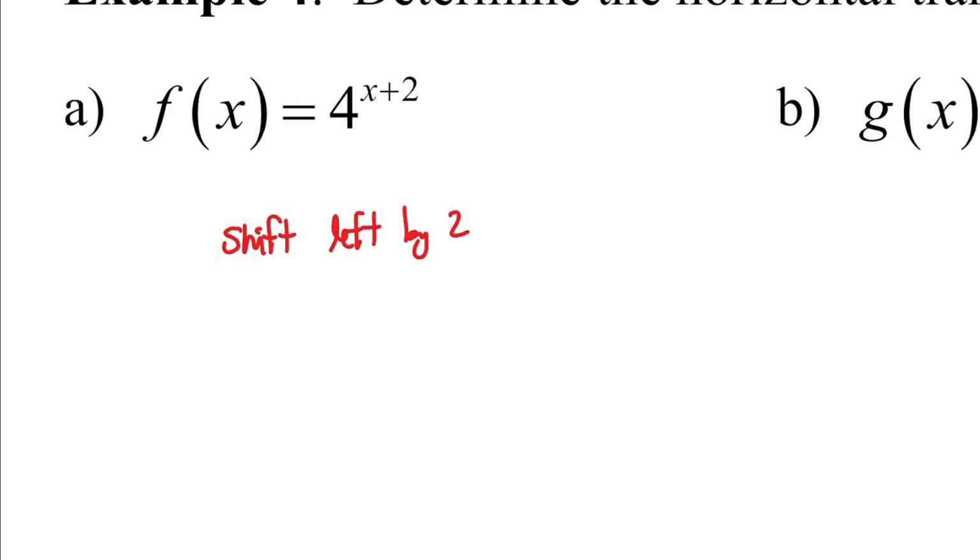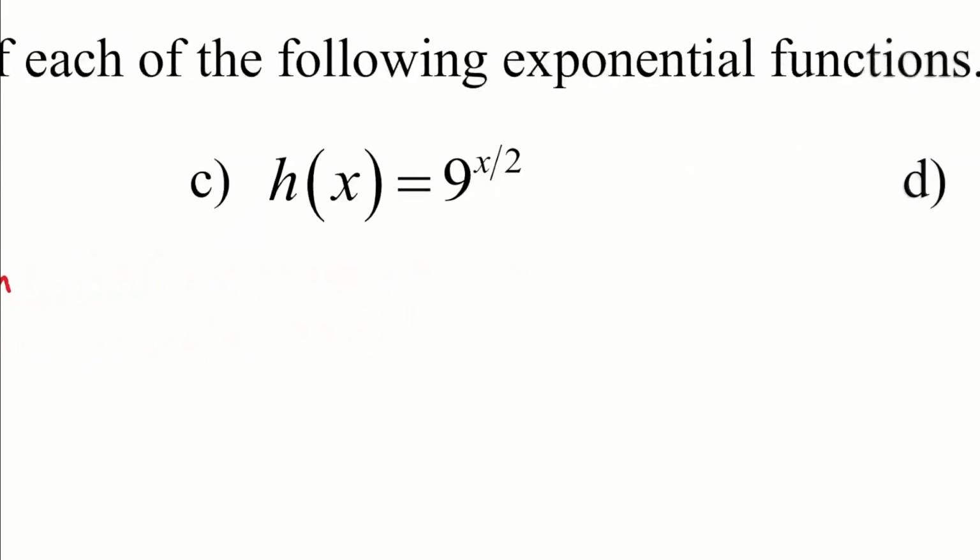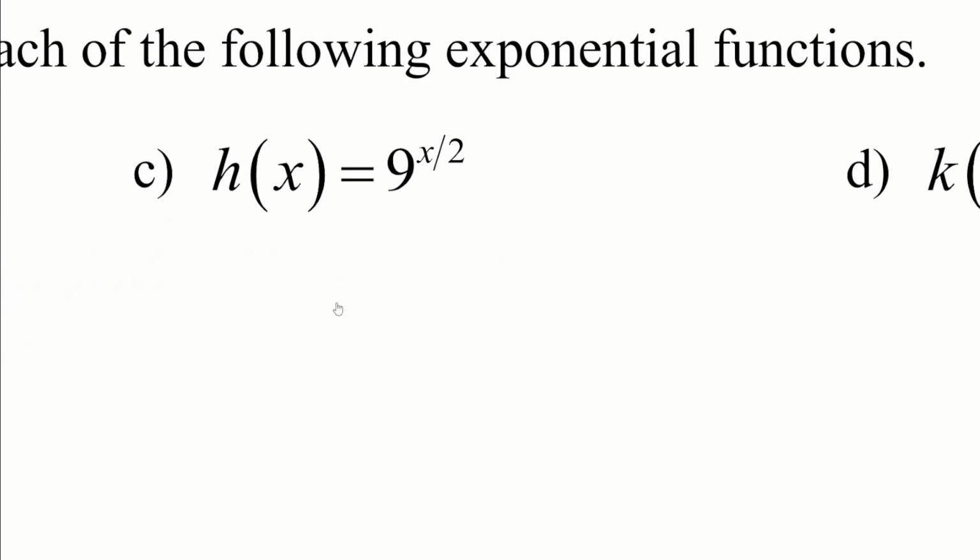by 2. Part B, if you're multiplying your x value by a number bigger than 1, we'll say that's a horizontal compression by 3. And then we have part C, where we have 9 to the power of x over 2. Maybe an easier way for you to see this is 9 to the power of 1/2 x. Those are equivalent statements.